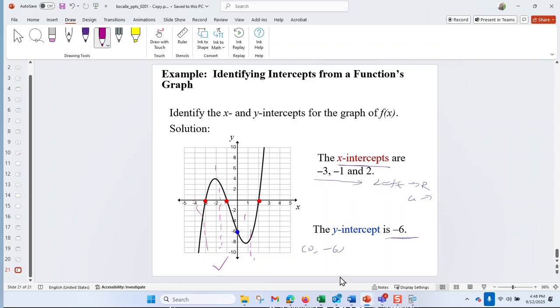And then we also have two small ones. What is x-intercept? What is y-intercept? All right, any questions?